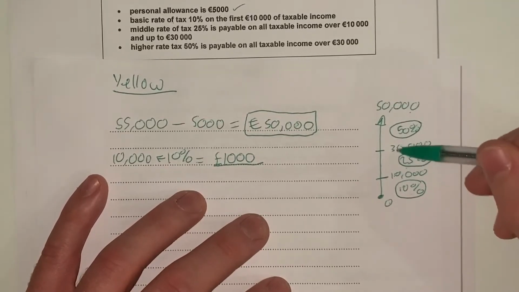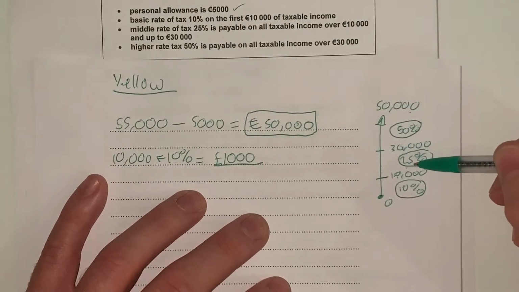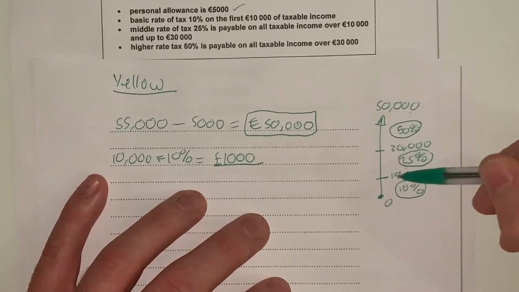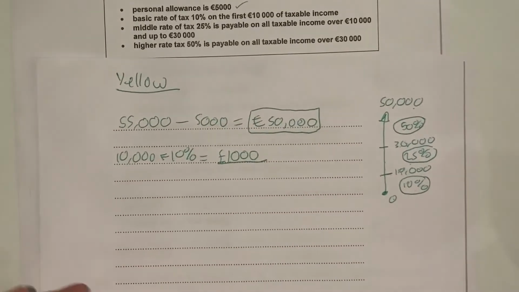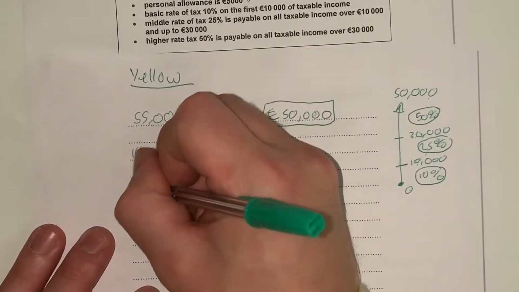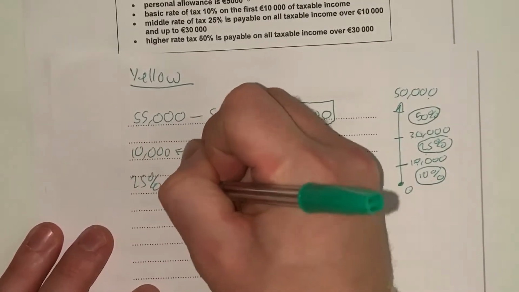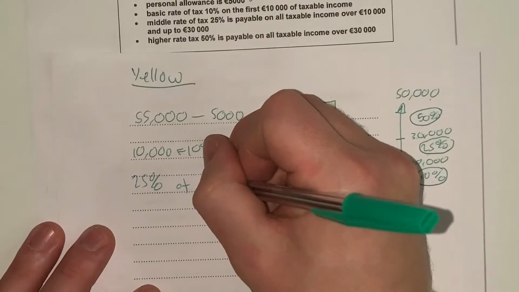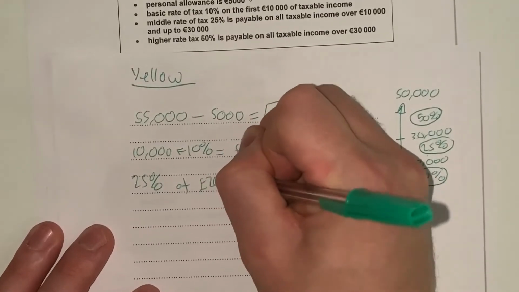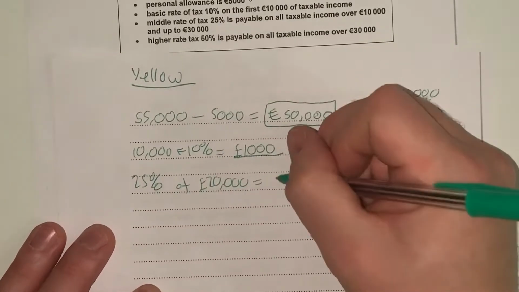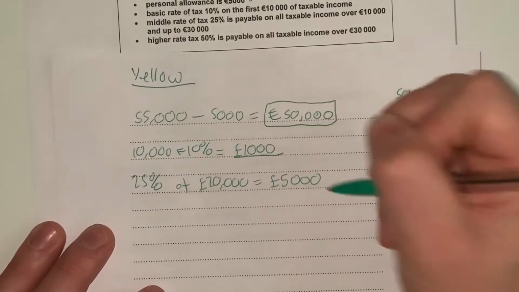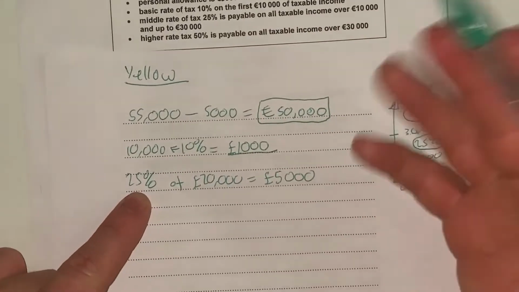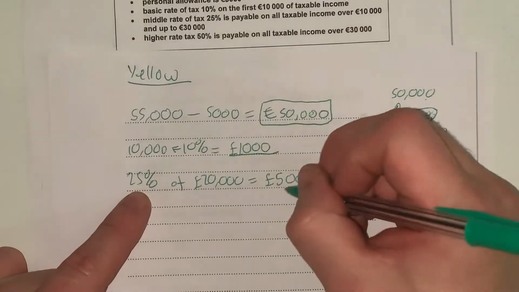The difference is only 20 grand. So you've only got to find 25%, a quarter of 20 grand, not a quarter of 30 grand, okay? So I'm now going to find 25% of 20 grand, which is going to be £5,000, okay? I've just found a quarter: halved it and halved it again.